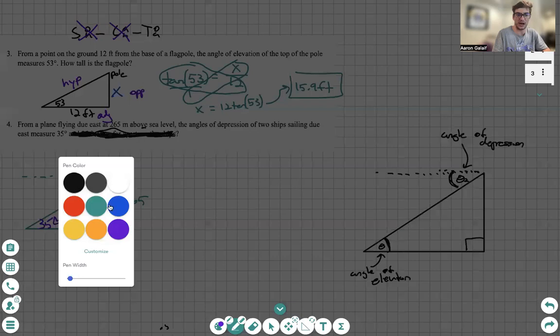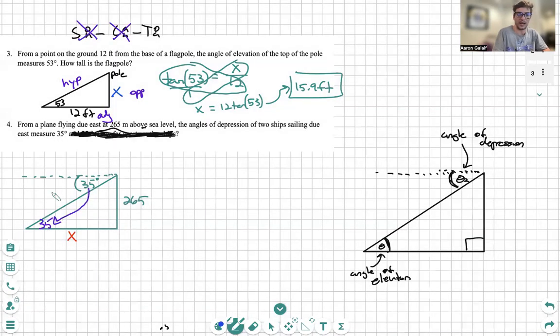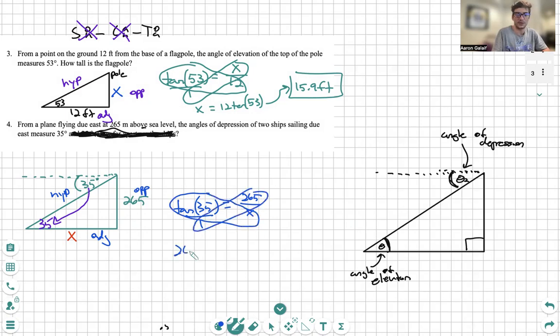After that, we just set up exactly like we just did. We have our hypotenuse, our adjacent, our opposite. Clearly, we see no hypotenuse used, so we're going to go tangent of 35 is equal to 265 all over x. Cross multiply, and be careful this time because we're going to have to take an extra step. 265 is equal to x times tan 35. Get our x by itself by dividing both sides by tan 35.